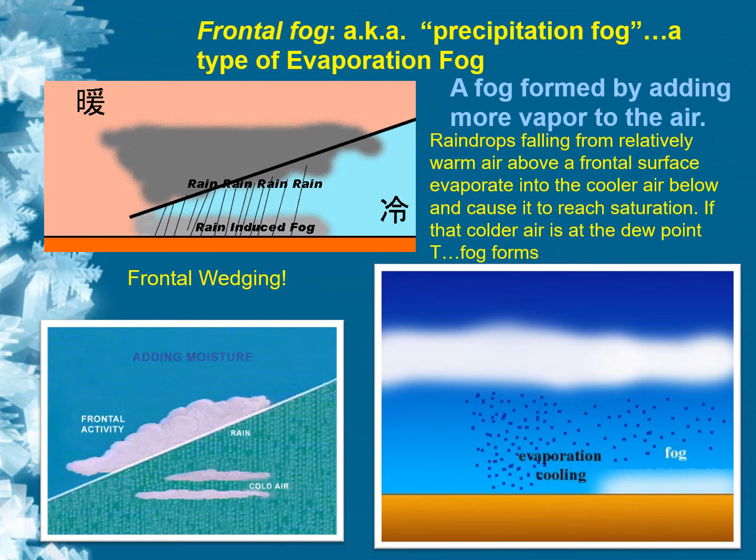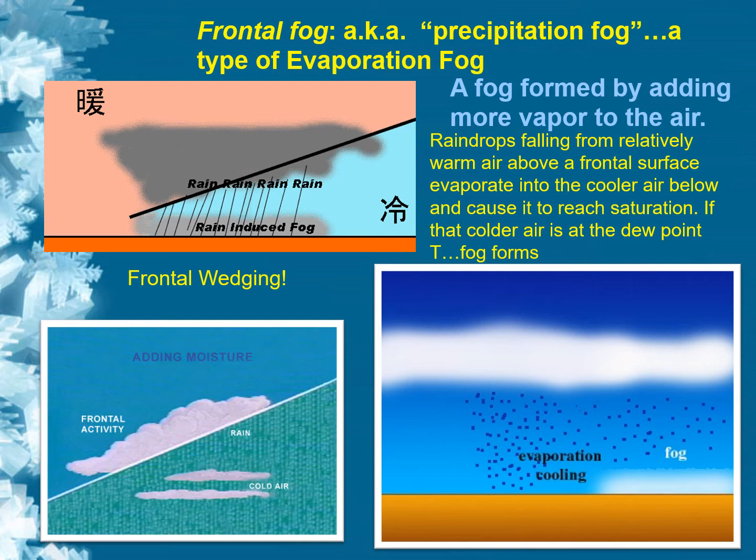Okay, frontal fog, also known as precipitation fog. This is not on your exam, but we'll discuss it briefly. It's also known as a type of evaporation fog. Actually, we may have briefly discussed this before, but this is a little bit better slide. So this fog is formed by adding more water vapor to the air. So raindrops falling from relatively warm air above a frontal surface evaporate into the cooler air below and cause it to reach saturation. So look at the top left.